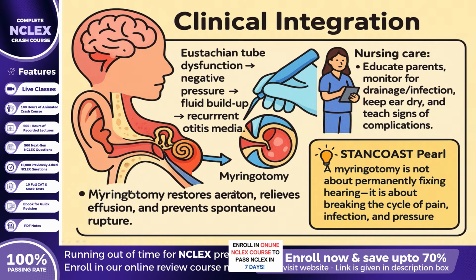Finally, option D emphasizes maintaining motion of the ear bones. The ossicles, malleus, incus, and stapes, do function better once the effusion is resolved, but the surgery is not primarily designed to protect their motion. Rather, their function improves secondarily once the infection is controlled. In clinical integration, it is essential to understand that eustachian tube dysfunction creates negative pressure, leading to fluid accumulation and recurrent otitis media. The procedure's main role is to relieve effusion, restore aeration, and prevent spontaneous rupture.